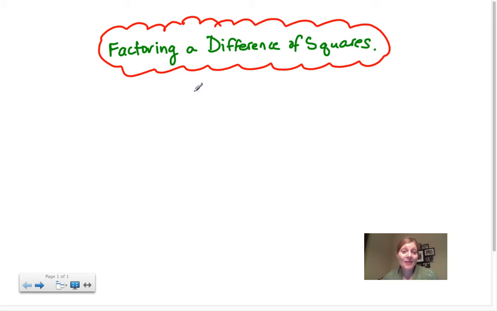Okay, a quick tutorial on factoring a difference of squares. First of all, you have to recognize what a difference of squares is. A difference of squares is always in the form of some perfect square subtracting some other perfect square. The difference means subtract, so this does not work if it's a squared plus b squared. It only works if it's a squared minus b squared.